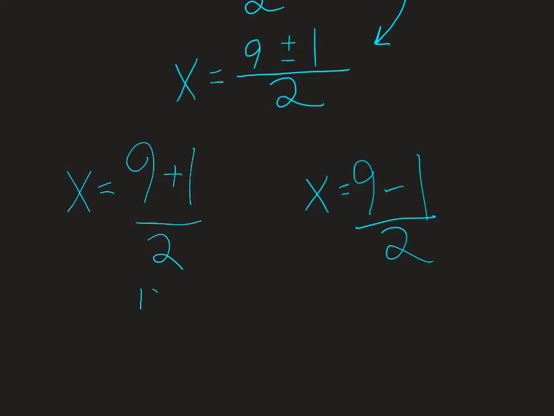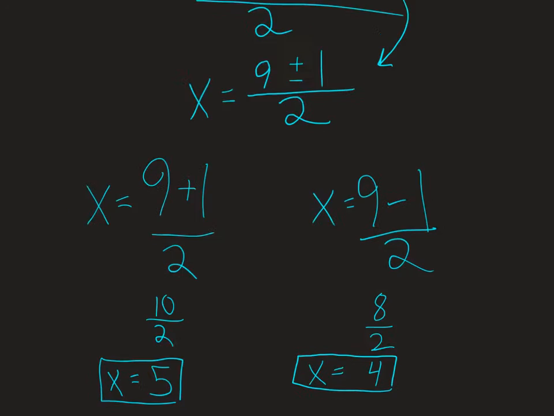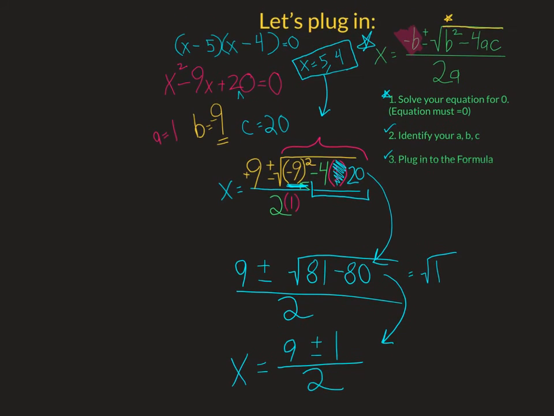So we end up with 10 divided by 2, which is 5. Let me simplify it out. And then the 9 minus 1 is 8 divided by 2, which is going to equal 4. And there we go. The quadratic formula shows us our solutions are 5 and 4. Just like we saw originally, our solutions are 5 and 4. Okay, so that's how it works out.